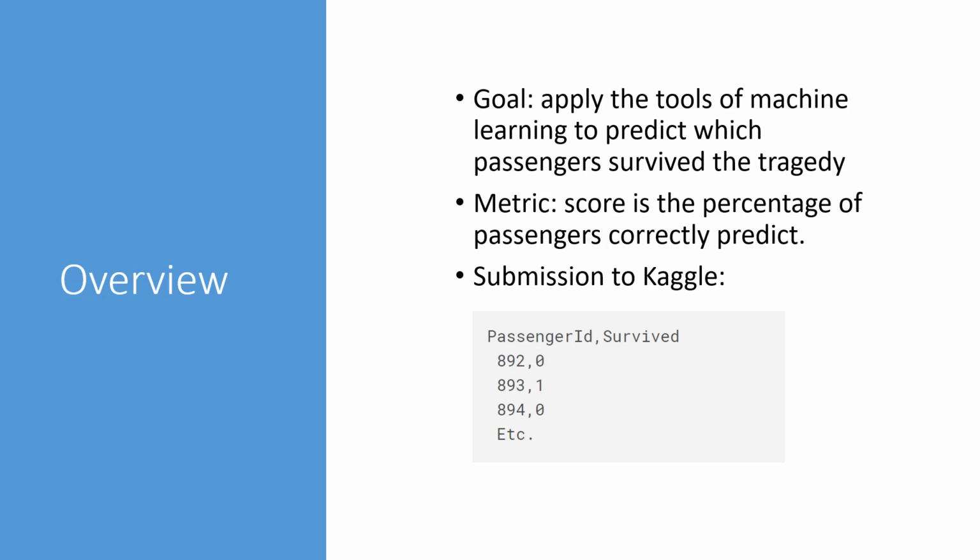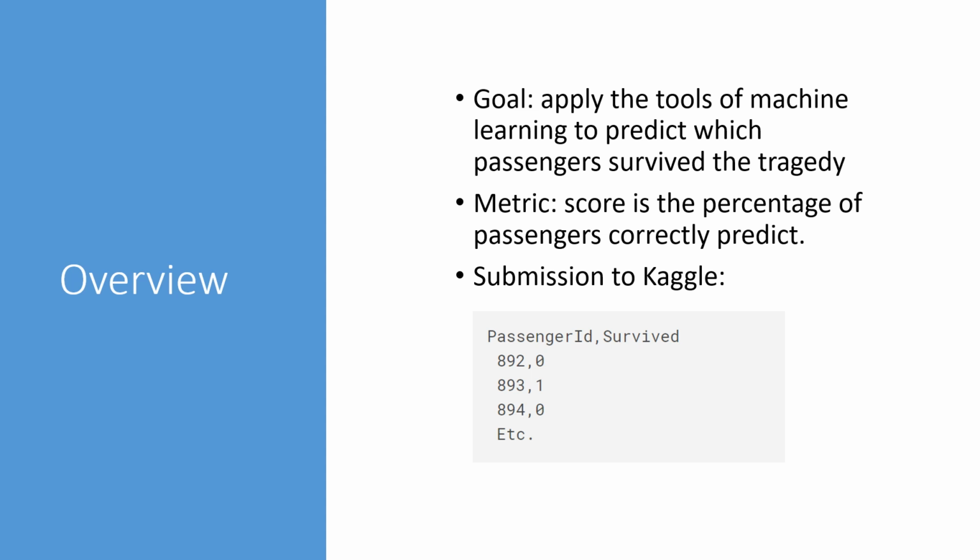First, the overview of this project. This is a Kaggle competition, and the goal is to apply the tools of machine learning to predict which passengers survived the tragedy. So we know in history there was a ship named Titanic, and it hit an iceberg and sank. We want to know whether key factors like age, sex, and whether you have siblings or parents could predict a person's survival rate.